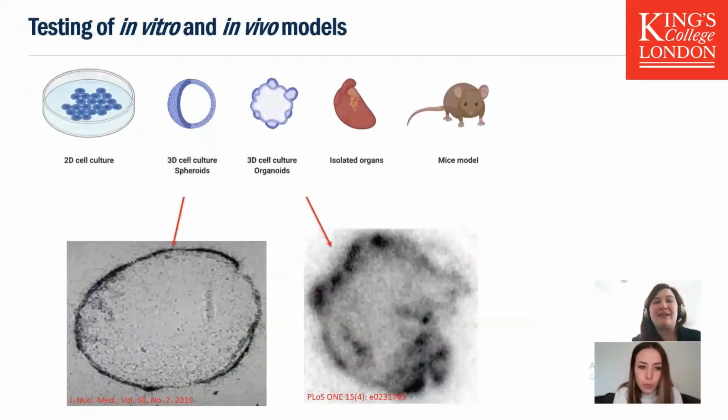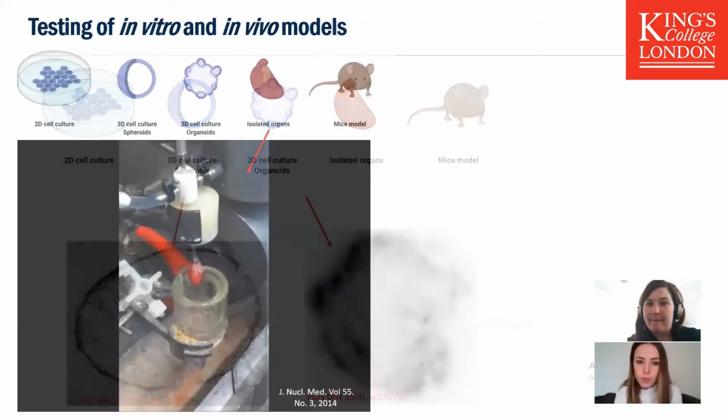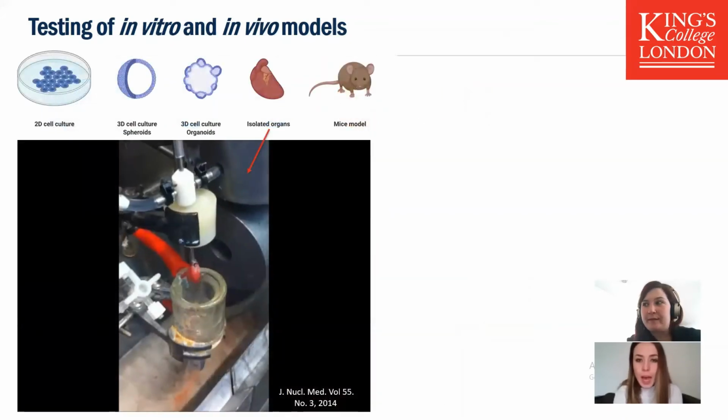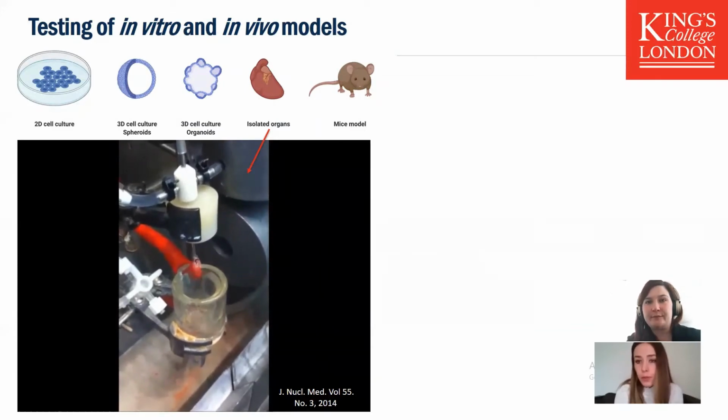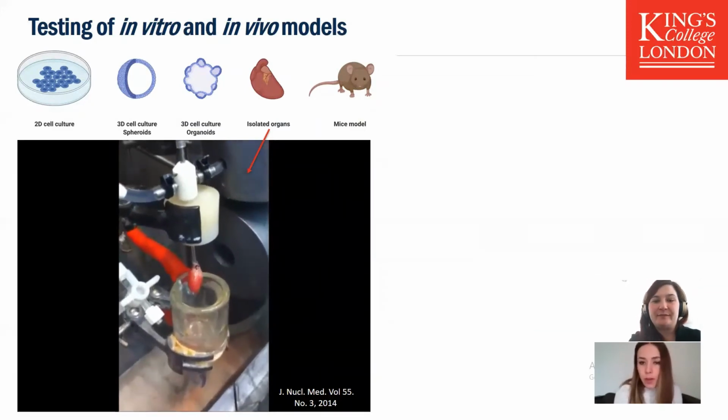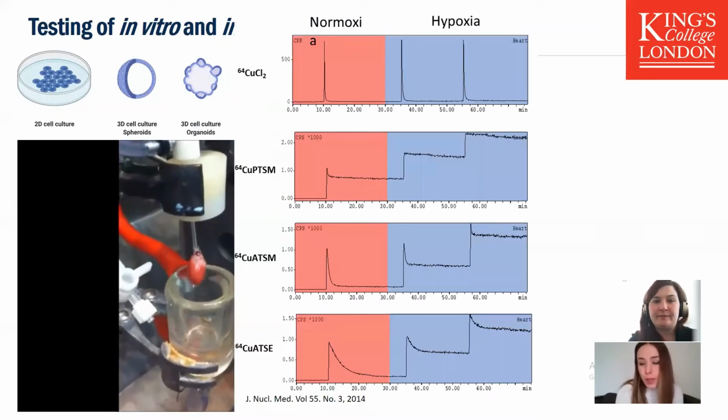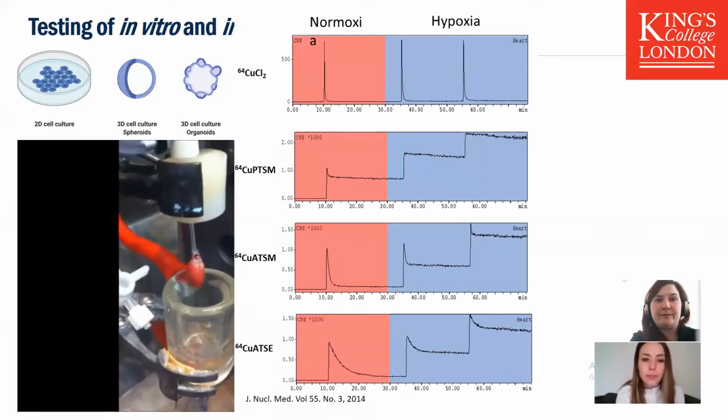So once parameters of interest have been established in 2D cell culture, tests can be done in more complex models. Examples of this are spheroids and organoids, and here you can see the distribution of radiotracer uptake in either of these models. We can also test the radiotracer in isolated organs, such as an isolated perfused heart. And this can also provide us a well-controlled situation to test the new radiotracers.